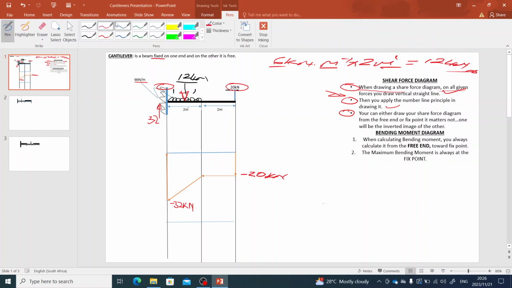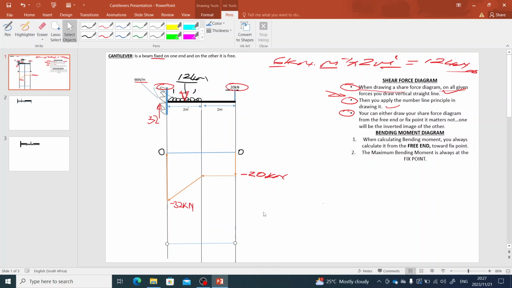Because when you replicate your beam, you need to indicate this is the zero point, this is the zero point here. We started at zero. We ended at zero. Now, this shear force diagram, we started it at the free end. Now, let's start.